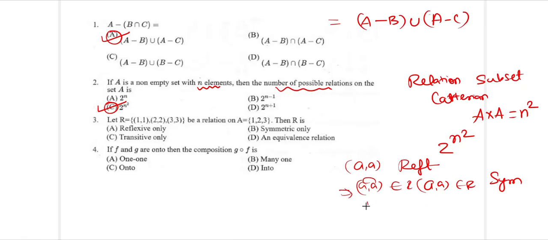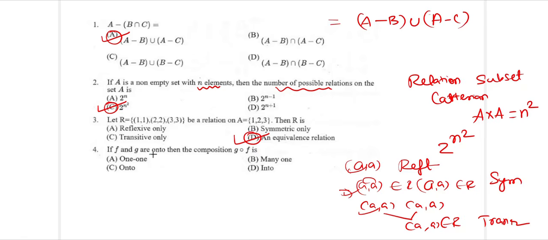And how about transitive? If (a, a) belongs to the relation and (a, a) belongs to the relation, the combination of both, the quantity (a, a), also belongs to the relation. So this can be a trivial transitive relation, true. So it is reflexive, symmetric as well as transitive, therefore it forms an equivalence relation.